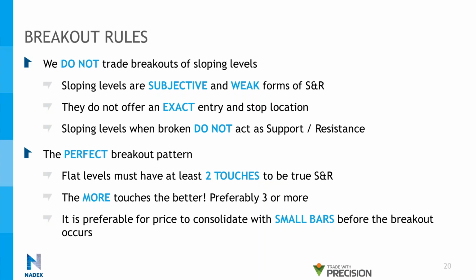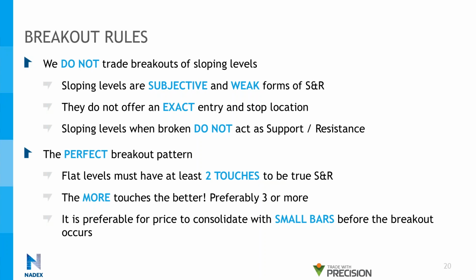All right, so here are the rules to trading breakout patterns. We don't trade breakouts of sloping levels. We talked about that, remember? Sloping levels just don't provide us a true support or a true resistance level in terms of a specific price point. Sloping levels tend to be very subjective. They're typically weak forms of support and resistance. And again, they don't offer an exact price level for us to predict our entry and our stop locations, and not even our profit targets. Also, when sloping levels are broken through, they don't act as support or resistance, which we actually need to help us protect our stop loss.